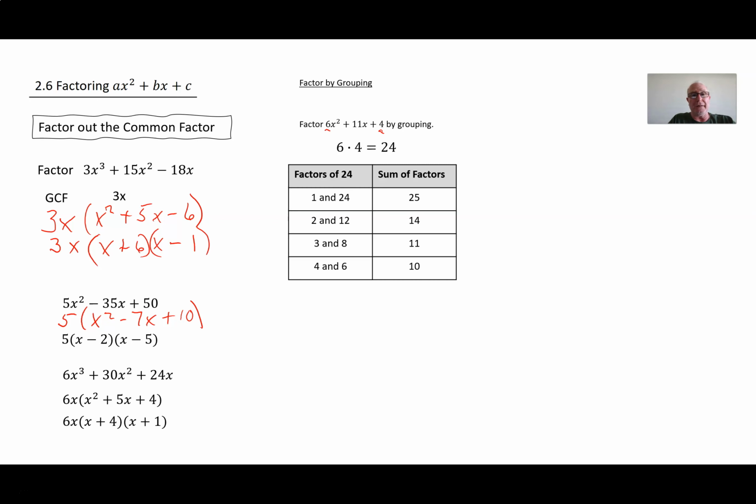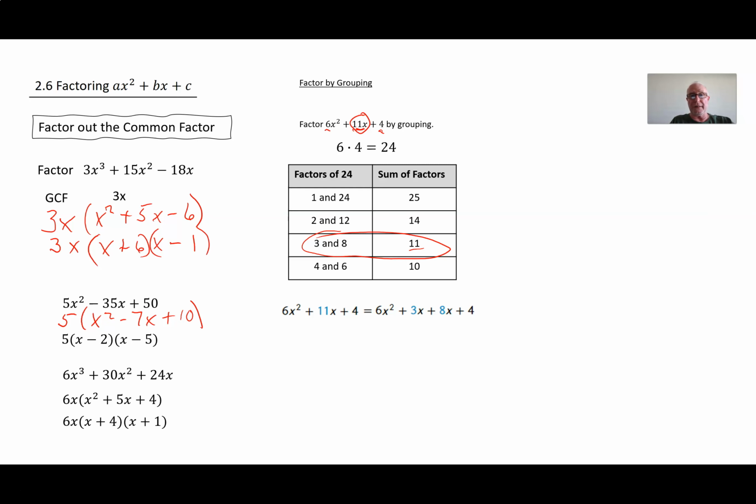And then we're going to add the factors. So 1 plus 24 is 25, 2 plus 12 is 14, and so forth. Now what we're looking for is, in the sum of the factors, something that has a sum of the middle term, which in this case is 11. So we have the 11. The 3 and 8 are the factors that we're looking for. So we're going to rewrite this 11x as 3x plus 8x. We're going to write out that polynomial as 6x squared plus 3x plus 8x plus 4.